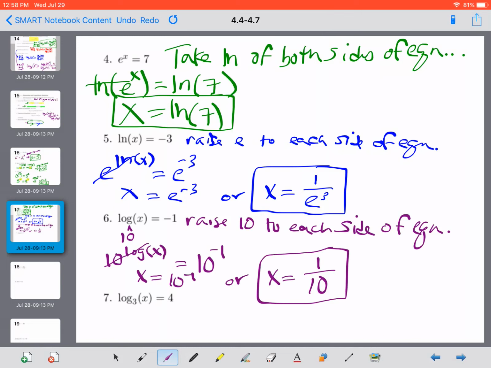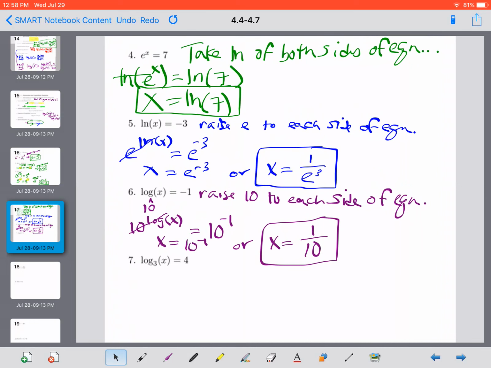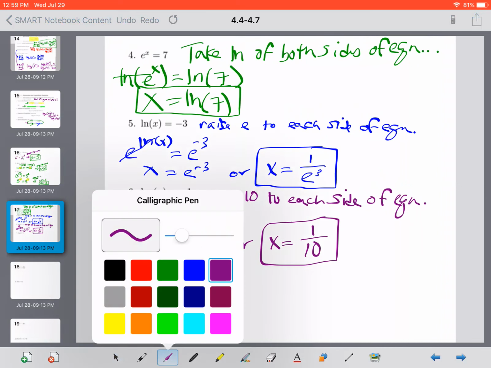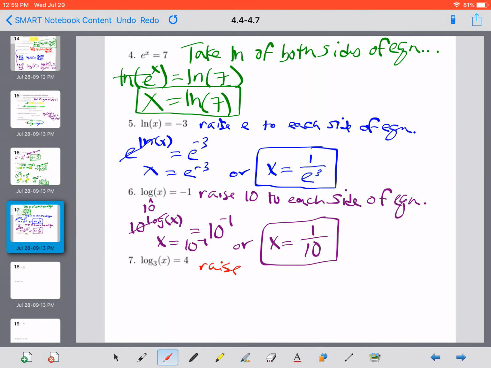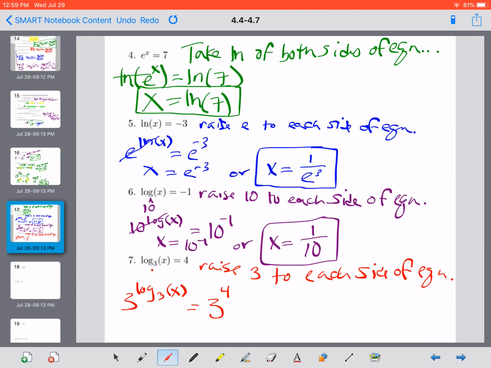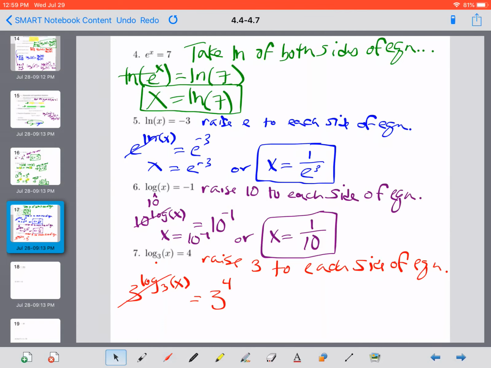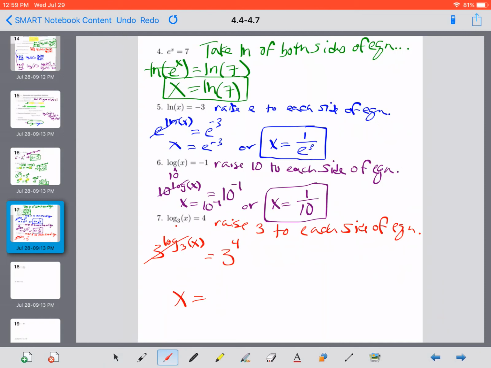All right, one more. We have log base 3 of x is equal to 4. I want to get that x out of the log function, so this is just like numbers 5 and 6. What I'm going to need to do is raise, this time my base for the log function is 3, so raise 3 to each side of the equation. And we get 3 raised to the log base 3 of x is equal to 3 to the 4th power. Now that 3 and log base 3 cancel each other out because they are inverses of each other, and we just get that x is equal to 3 to the 4th power. Or x is equal to 3 times 3 times 3 times 3. That's 9 times 9, so this would be 81.